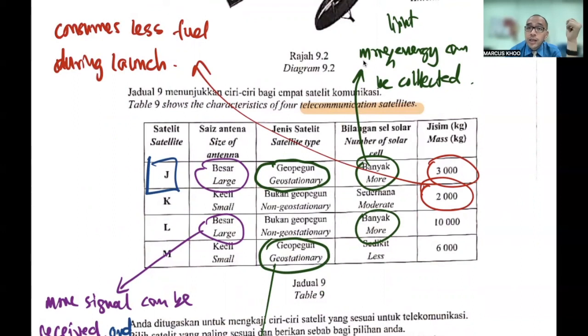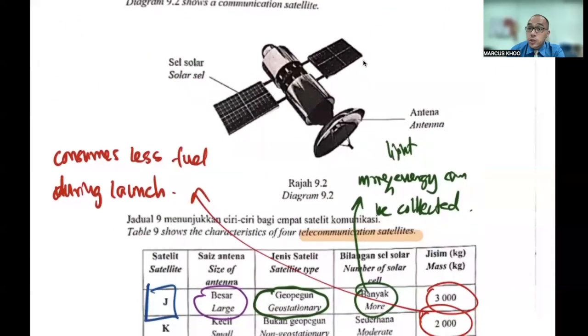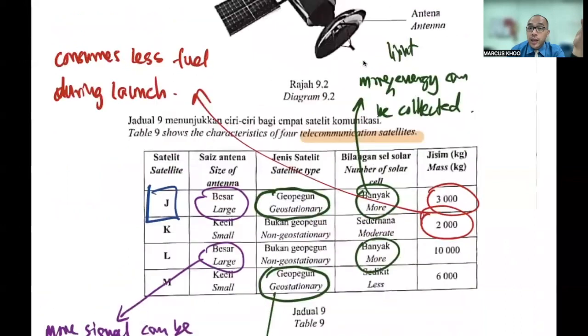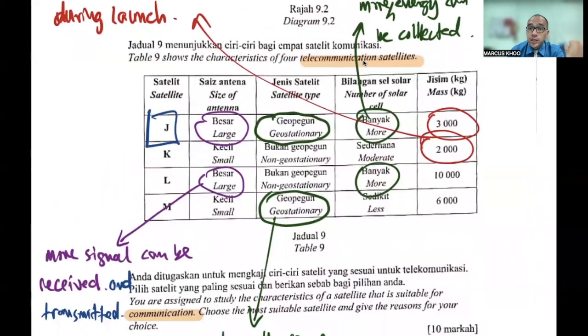Okay, so you might want to think about that as well. Now, the number of solar cells obviously has to be more because the satellite is powered by solar energy. So the more solar cells you have, then you can collect more light energy. Okay, now a variation to this question is the size of the solar cell. Of course, you want a bigger size. A bigger size solar cell means you can collect more light energy, you can provide more power for the satellite.